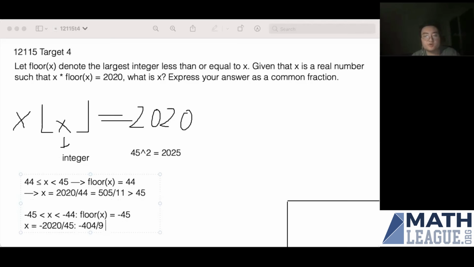So the floor of that, well, 405 over 9 is 45, so the floor of that is going to be negative 45. And that works because we have negative 45 times negative 2020 over 45, which is going to be 2020. So our answer then is negative 404 over 9, and we are done.